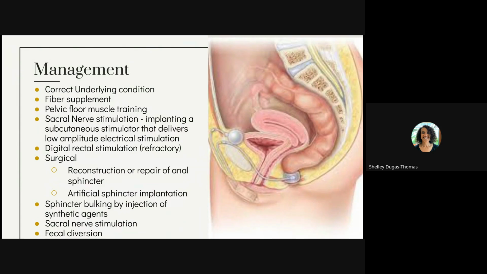So, management of fecal incontinence involves a stepwise approach. First, you want to correct the underlying condition contributing to the incontinence. Conservative measures include fiber supplements, pelvic floor muscle training, digital rectal stimulation for refractory cases. Advanced interventions include sacral nerve stimulation via implanted subcutaneous device, and surgical options include an anal sphincter reconstruction or repair, artificial sphincter implantation, sphincter bulking or synthetic injections, and fecal diversion procedures.